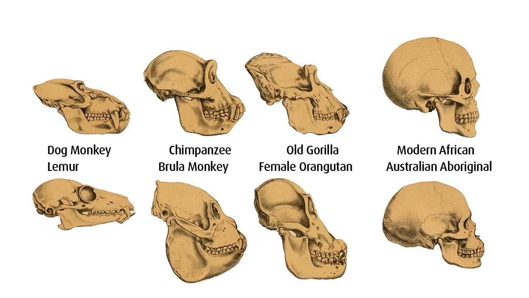Let's look at these skull bones. We've got the dog monkey, we've got the lemur, we've got the chimpanzee, we've got the brula monkey, we've got an old gorilla, we've got a female orangutan, and we've got a modern African and an Australian Aboriginal. Humans are the right-hand side. When you look at those, you could say, yeah, that looks like there could have been some progression there, and they're pretty much getting a continuum until you start looking at important things like brain size.